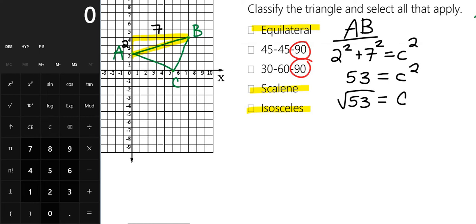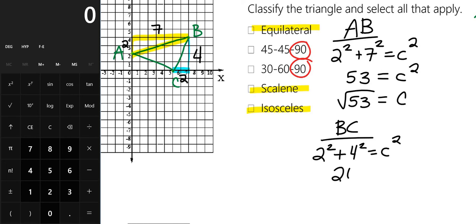Okay, so now BC. I'll do that one next. Again, draw the little right triangle, and we have 2, and vertically we have 4. So now BC. 2 squared plus 4 squared equals C squared. 4 plus 16 is 20. So square root of 20 is C. So those 2 aren't the same, so it's not going to be equilateral, but let's keep going.